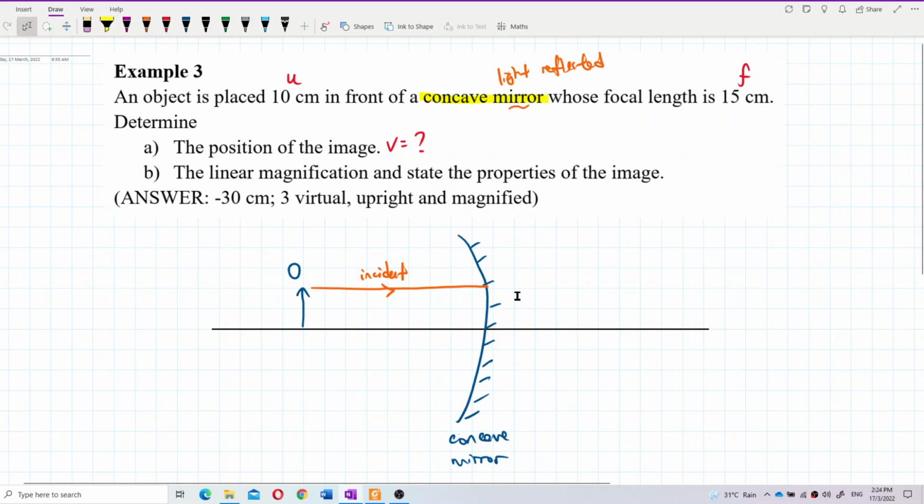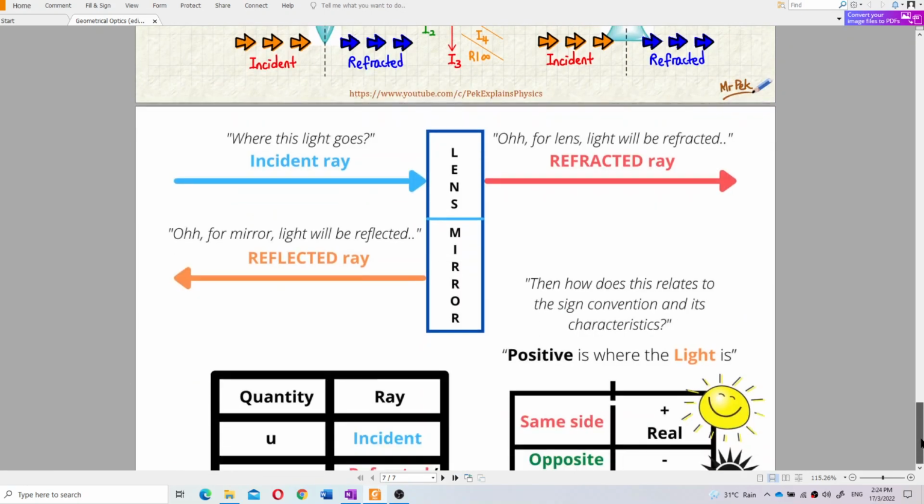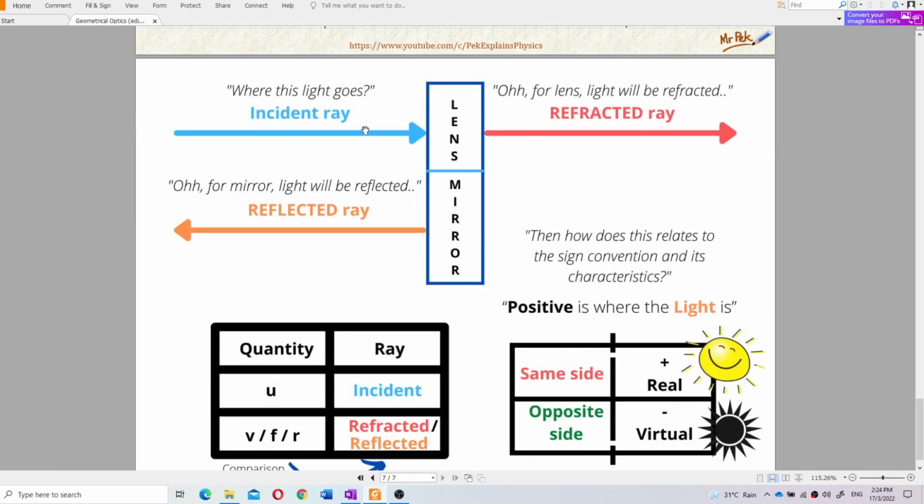That's why you must identify first, is this mirror or lens? If lens, the light penetrates, goes to the other side. But if mirror, the light is reflected to the same side. That's the difference between mirror and lens. For lens, the light passes through. For mirror, the light cannot pass through, it is reflected. So this reflected ray is very, very important.